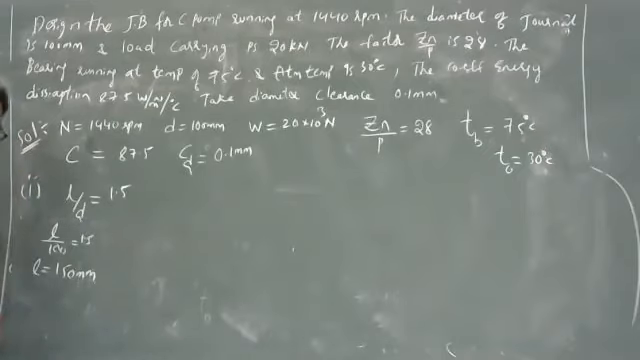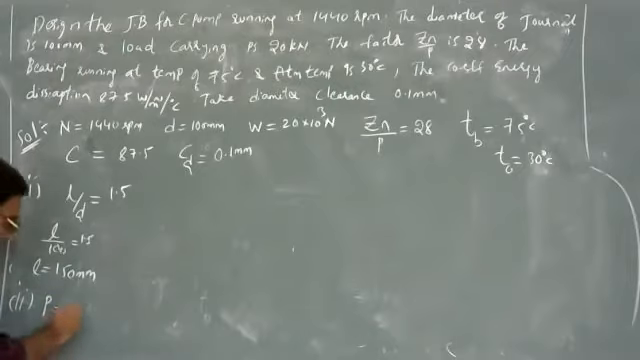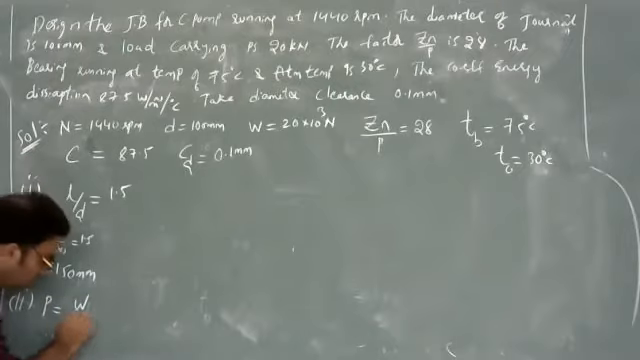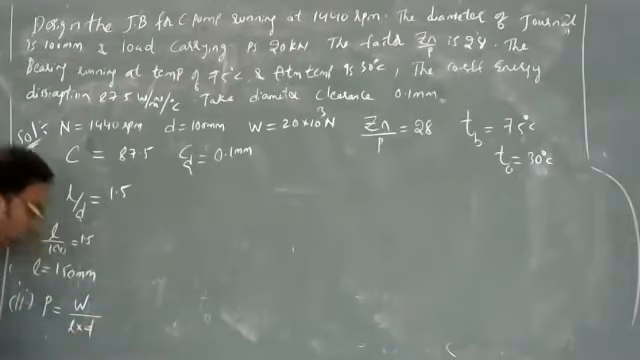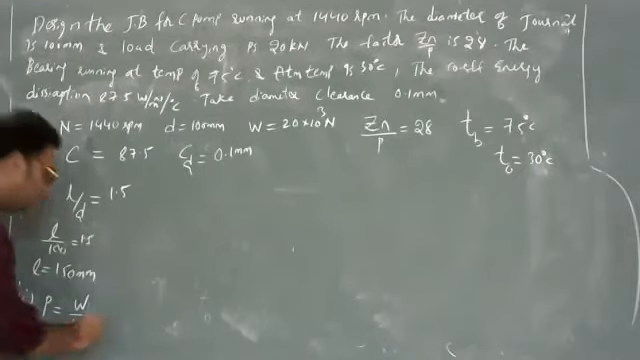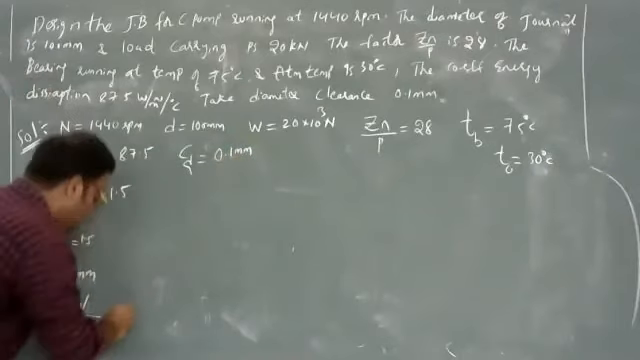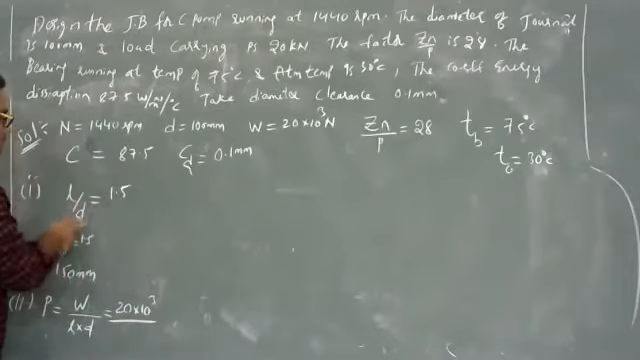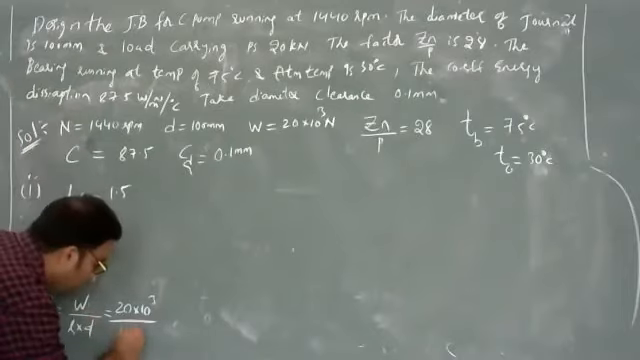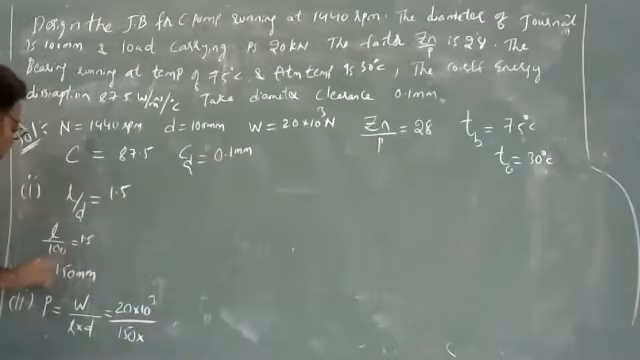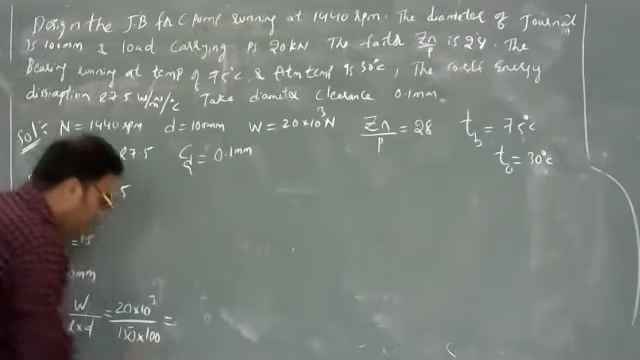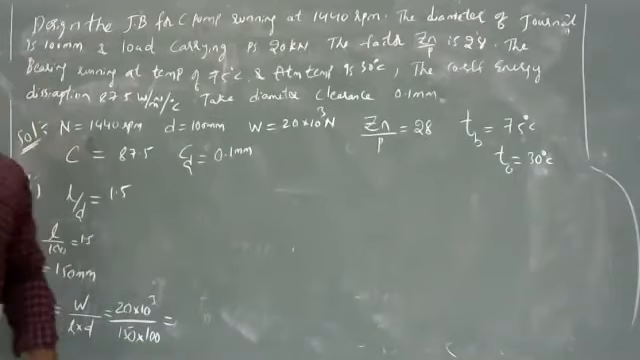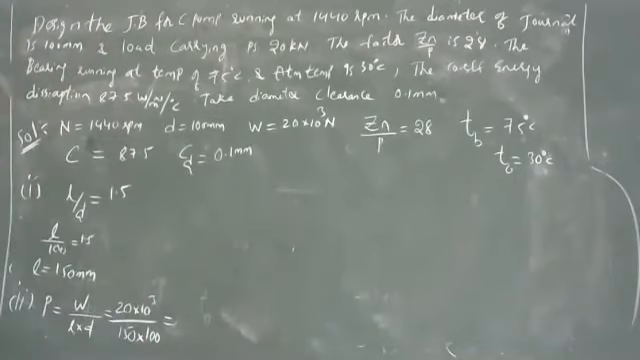Now we are going to calculate the bearing pressure. What is the second step? The second step is bearing pressure. So bearing pressure, small p equal to W by L times D. Your load is given in the problem, 20 into 10 power 3, by L, which is 150 mm, into D, which is 100. So that is W by D into L by D.